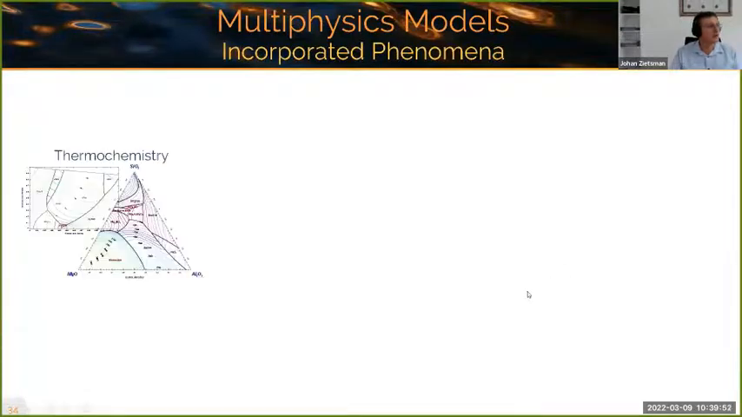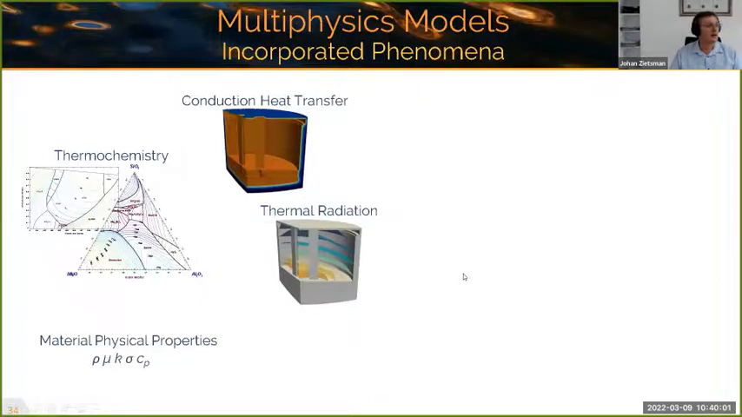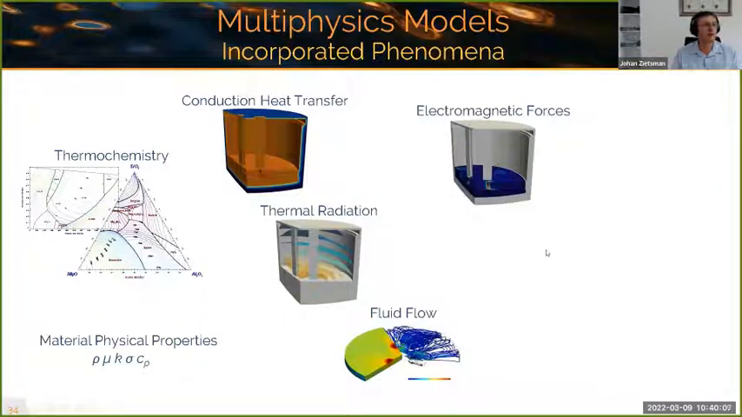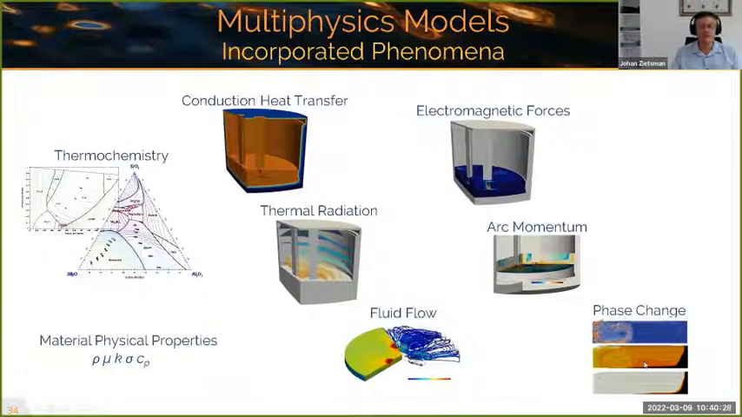At the moment, what we can do is we can incorporate to some degree thermochemistry and material properties, and conduction heat transfer, that's fairly easy. Thermal radiation in the freeboard, that we can do with a lot of confidence. Fluid flow, electromagnetic stirring forces, which can have a much greater effect than most people would anticipate. The arc momentum, one of our colleagues, Tumelo Makwale, did his master's on this, and he developed a very nice simplified arc model that we can now incorporate into these larger models. And then we can ultimately look at solidification and melting to describe freeze lines.